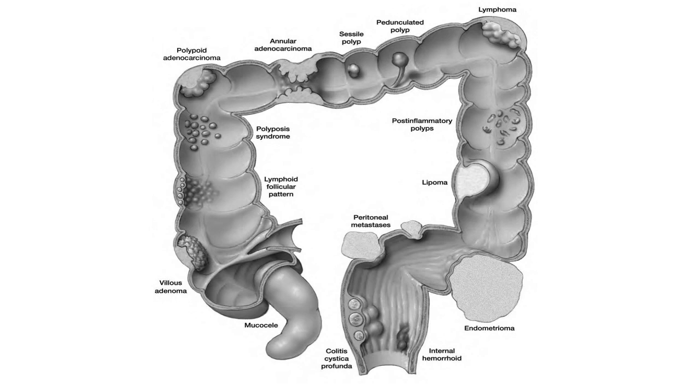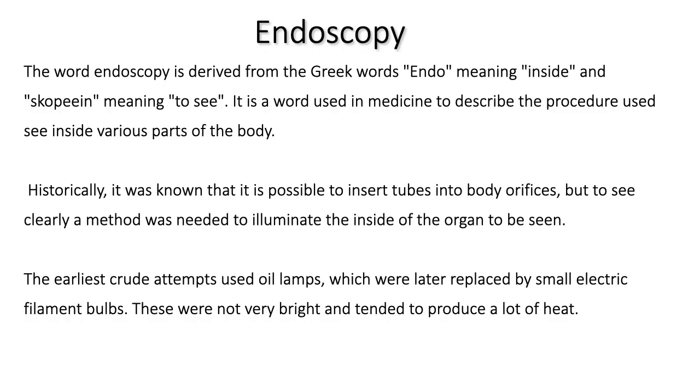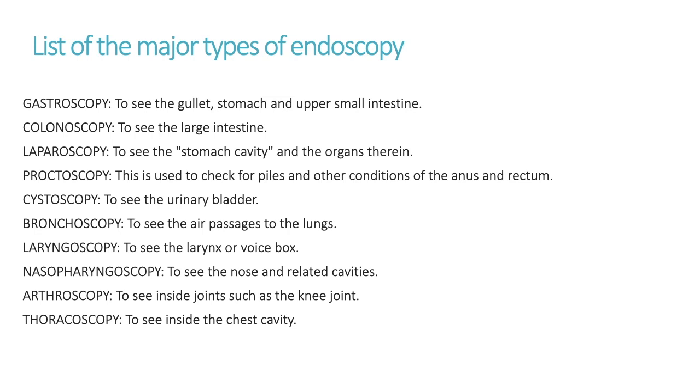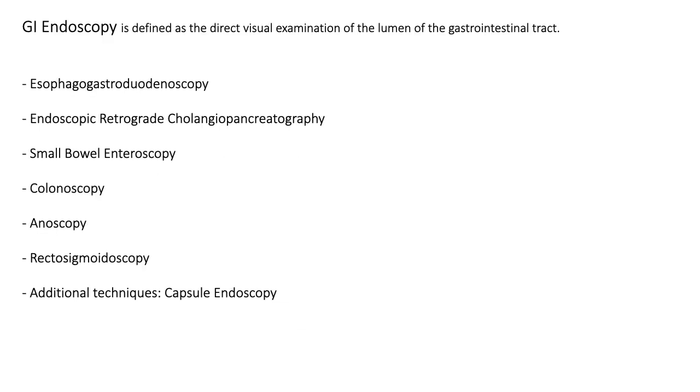Now let's talk very fast about endoscopy. Endoscopy comes from a Greek word. Endo means inside and scoping means to see, so you see inside. This is a list of the major types of endoscopies: gastroscopy, colonoscopy, laparoscopy, proctoscopy, and many more.